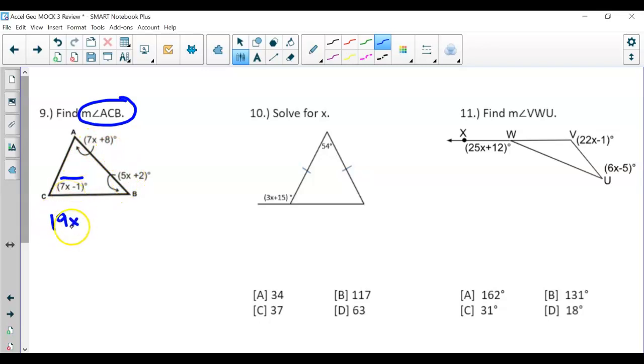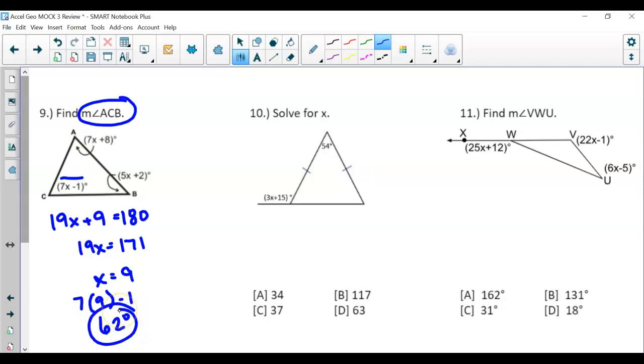So 19x plus 9, because that's 8 plus 2, which is 10, minus 1, which is 9. Now that is equal to 180. Now we're solving our two steps. Subtract 9, you get 171. When you divide by 19, you get 9. But again, we're not done because we're looking for the measure of angle C. So 7 times 9 minus 1. That's how we get 62 degrees.